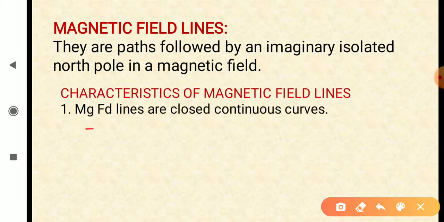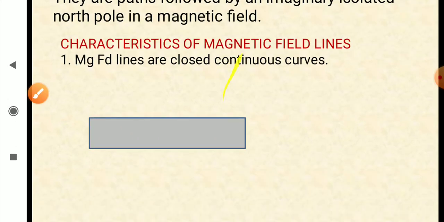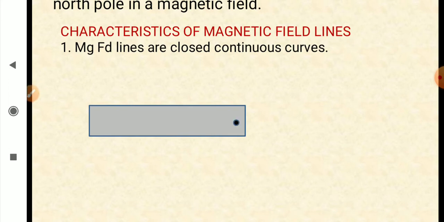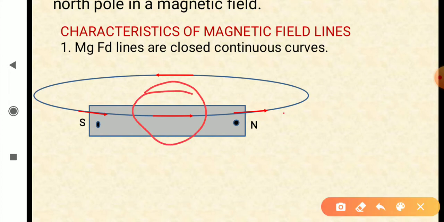And characteristics of magnetic field lines. Number 1, magnetic field lines are closed continuous curves. So let us see how. If you have a magnet, north pole, south pole, then the magnetic field lines form closed continuous curves. And magnetic field lines start from north pole and enter into south pole, and inside the magnet they are from south pole to north pole.